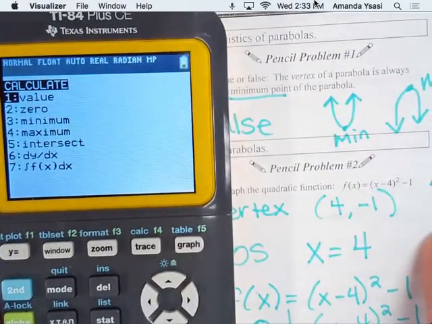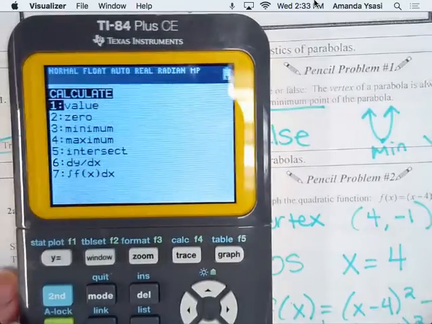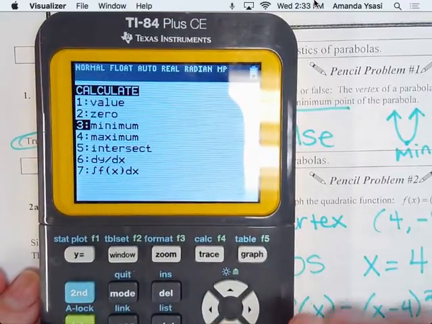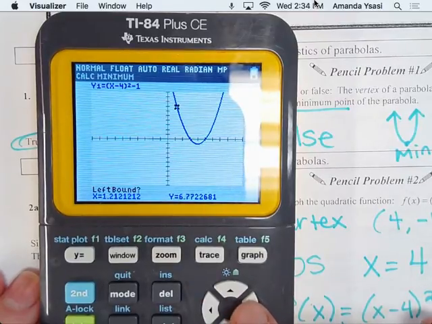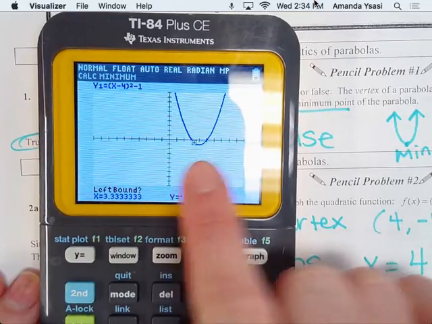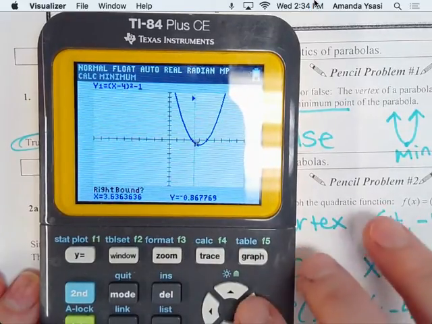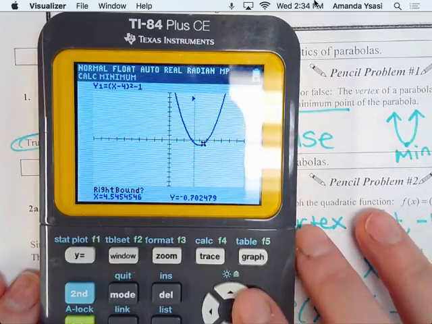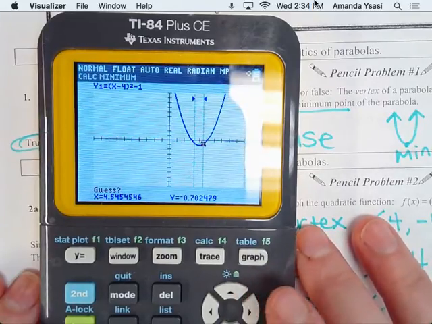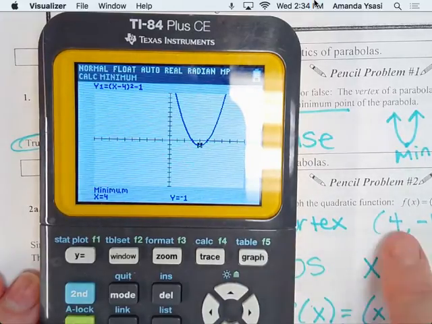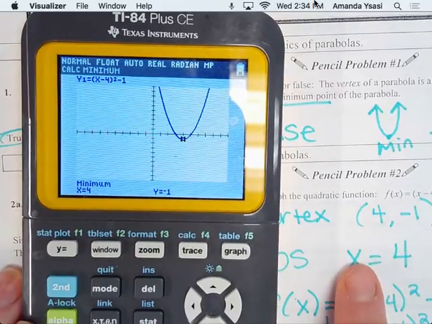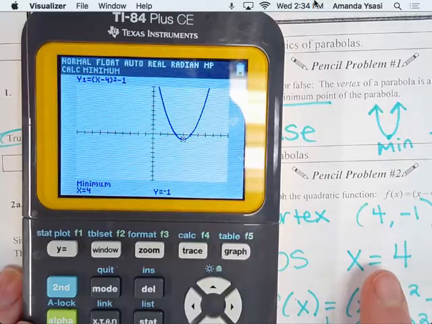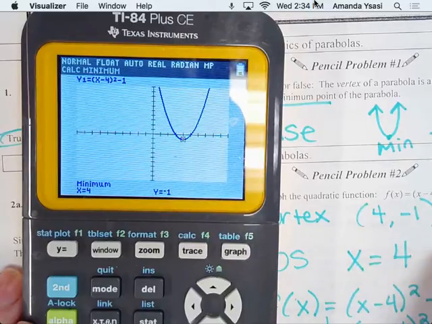And this is a min, minimum. So we're going to go to minimum. And then left bound, well, we need to find our little cursor. Here it is. We want to go on the left side of our minimum. So our minimum's right there. Go on the left side of it, push enter, and then go on the right side of our minimum. Push enter, guess, enter. It's (4, -1), so we did that right. And then we can find our axis of symmetry from there. And then our next step would be our zeros.